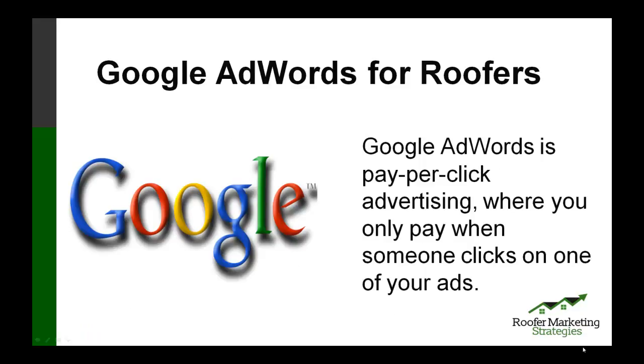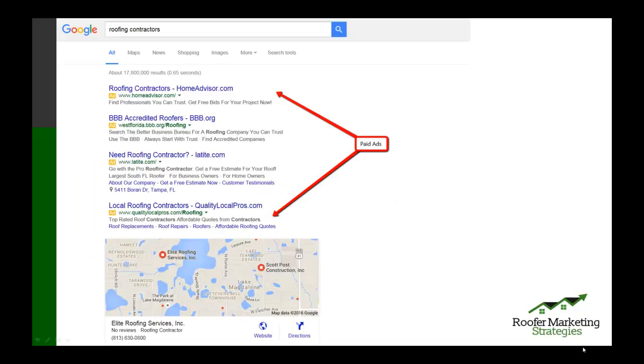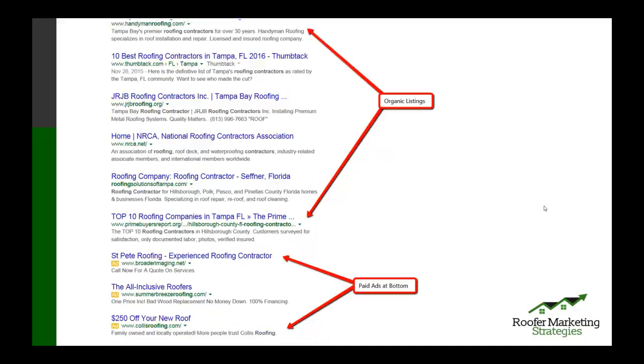Google AdWords is pay-per-click advertising, where you only pay when someone clicks on one of your ads. You can see where we did a Google search, and the Google ads come at the top 4 slots when you do a search. The organic listings come in the middle, and the Google ads also appear in the bottom 3 slots of a Google search page.